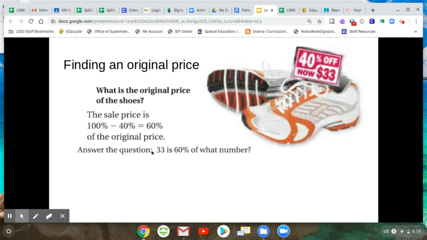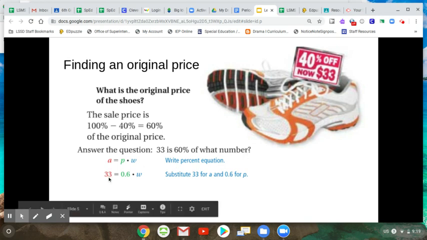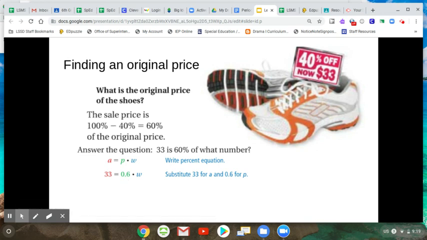Then I'm just going to answer the question. 33 is 60% of what number? Introducing the percent equation. So I have the part, 33, and I have the percent, 60%, so 0.6. I'm just going to divide both sides by 0.6 to find out what the whole is, and I end up with $55. So these shoes were originally $55.